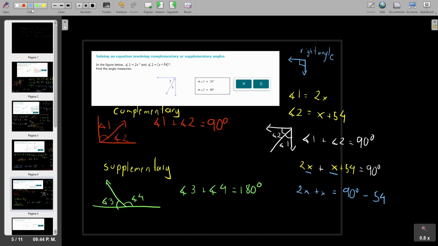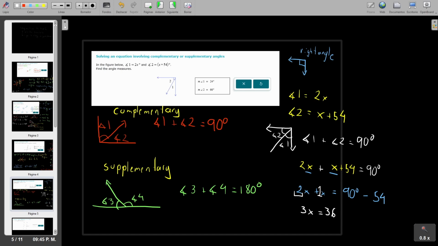To solve this, remember, it is like we had the coefficients. The coefficient is the number that is in front of the x. In this case, it is not written, but it is a 1. So 2 plus 1 is going to be 3x. That is equal to 90 minus 54. I'm going to use my dear calculator. 90 minus 54 is 36.